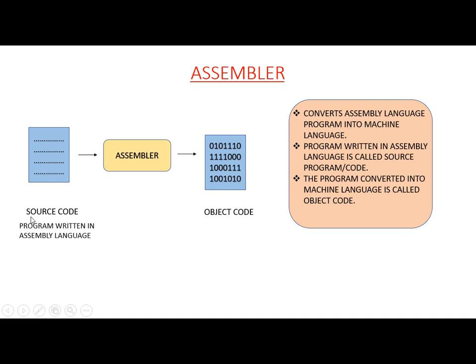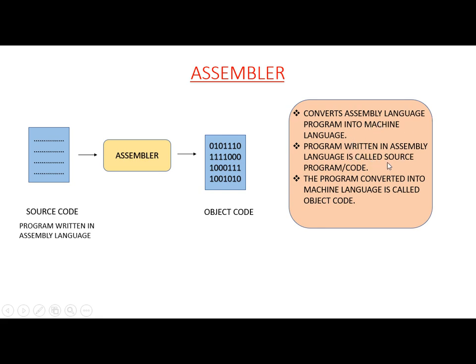Now here, depending upon which type of language is used, we will need that type of language translator. Like suppose here the program is written in assembly language. Here you can see this source code is written in assembly language. So to convert the assembly language into object code, we need an assembler. Some features of assembler: it converts an assembly language program into machine language.